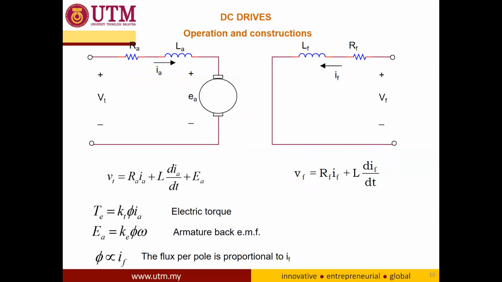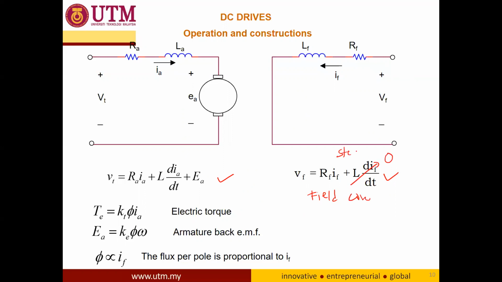And I would like to also do a brief revision. So these are the equations. This is your armature circuit equation, and this is your field circuit equation. In steady state, this is 0.